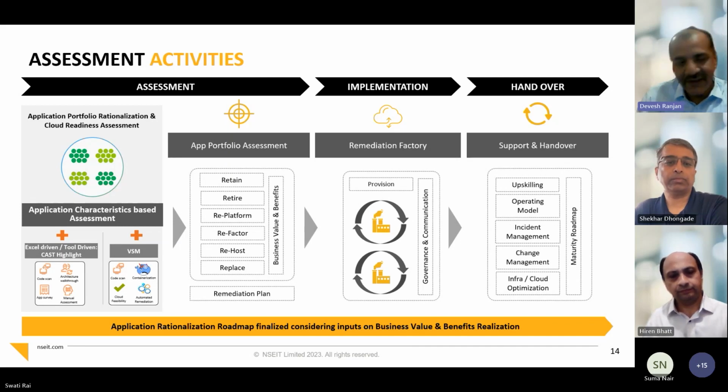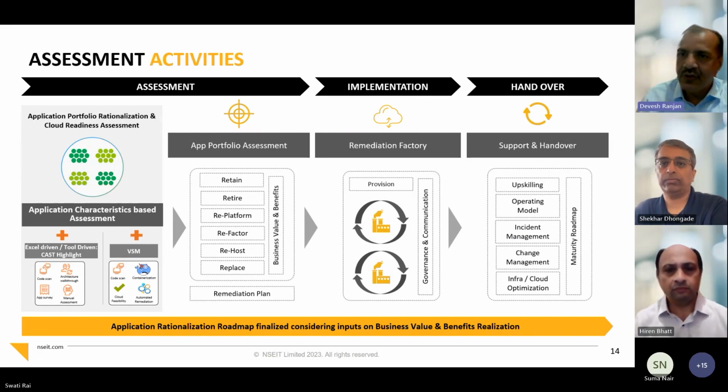But yeah, coming back to our assessment, and again, probably trying to capture how we are different in terms of our approach. It is not just the Excel or tool driven assessment that we are doing. Beyond that, there are value add benefits in terms of the value stream mapping based on the business value or the business benefits realization that an organization desires.